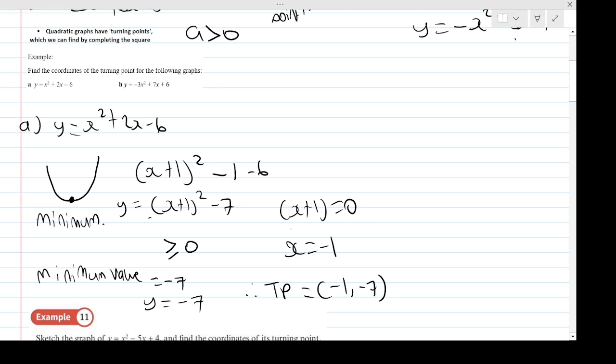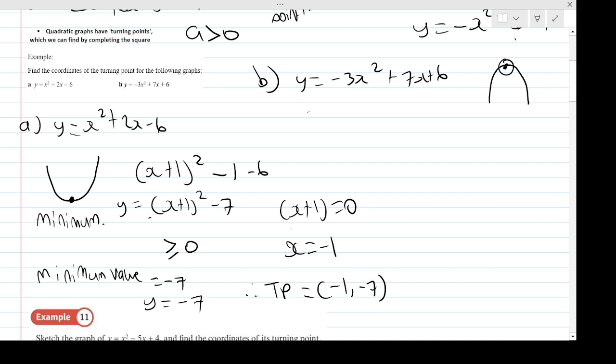Okay, let's have a look at another example then. So we have y is -3x squared add 7x plus 6. We have a minus coefficient, so it's going to be a frowny shape. And that means the turning point here is going to be a maximum because it's the highest point. So we want to find the maximum point, or the turning point. And again, how are we going to work that out?